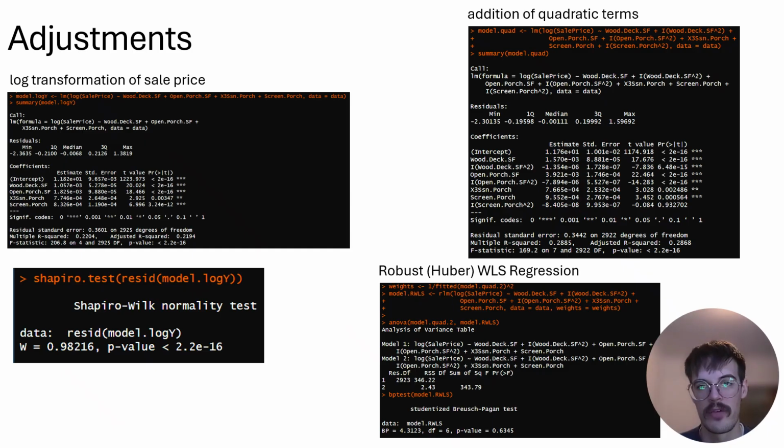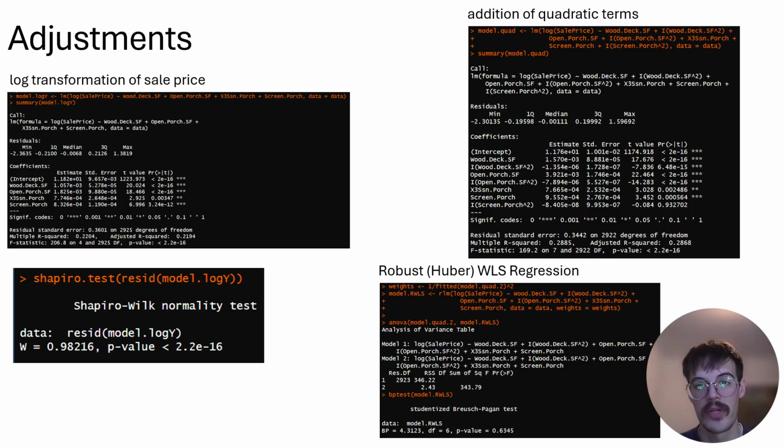A log transformation of the response variable sale price was done to try to fix the normality issues of the model, and pool area was dropped from the model. The Shapiro test of the log transform model showed a slight improvement, but the residuals are still very non-normally distributed. Next, quadratic terms were introduced to the model to address the curvature of the residual plots. The quadratic terms for wood deck square footage and open porch square footage had significant effects, but the quadratic term for screen porch did not at the 0.05 significance level.